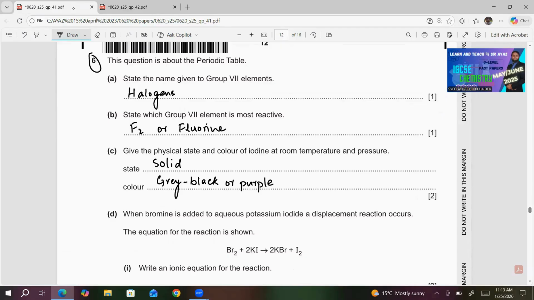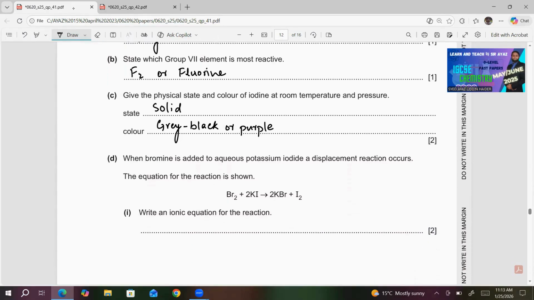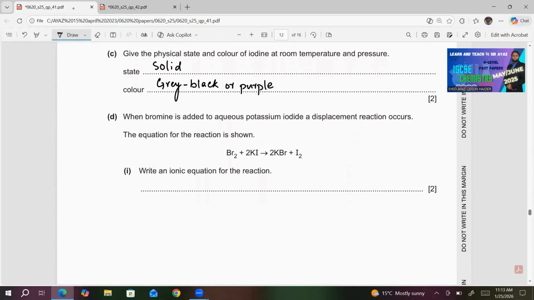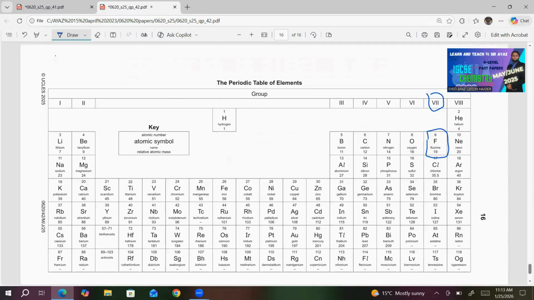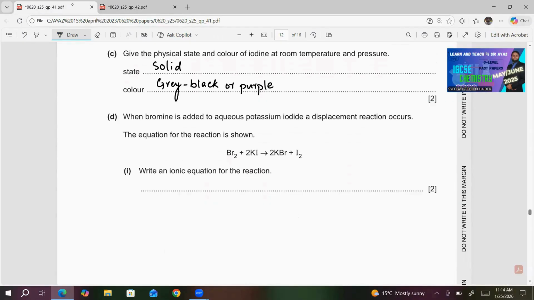D. When bromine is added to aqueous potassium iodide, a displacement reaction occurs. The equation for the reaction is shown. Write an ionic equation for the reaction. Now, iodine is below bromine. So in this group, the trend is that the reactivity decreases, which means the halogen on top will be able to displace the halogen below it from their compounds. So if you look at this equation, we have Br2 plus 2 moles of KI gives 2 moles of KBr plus I2.